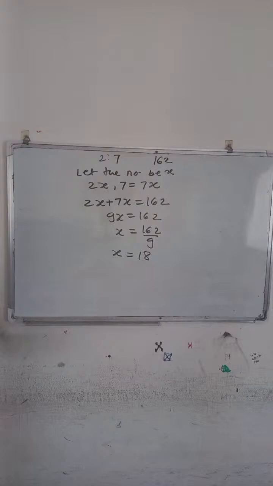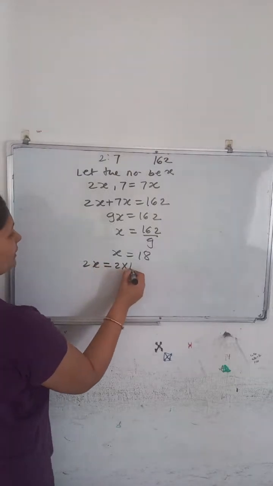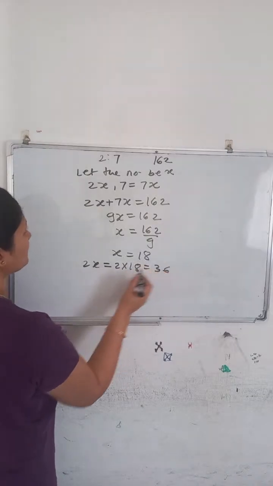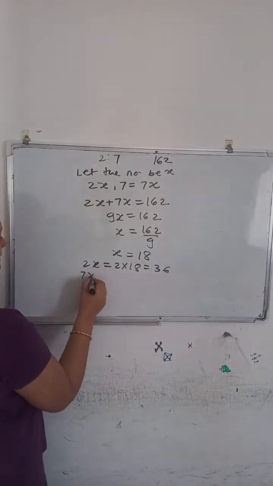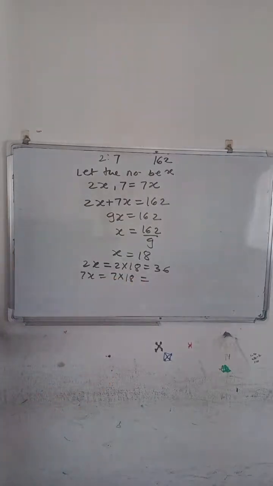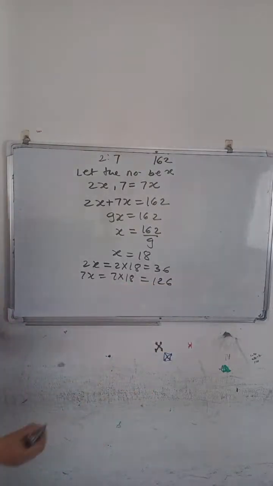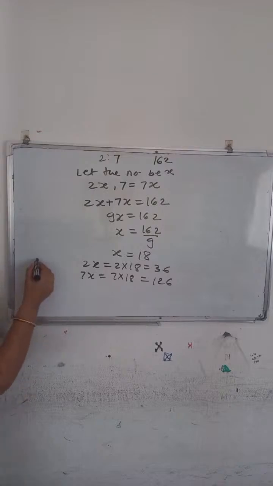So once you get the 18, then one number is 2x, that is 2 into 18, equal to 36. And another number is 7x, that is 7 into 18. And that 7 into 18 should be how much here? 18 sevens are 126. And how to verify here? 126 plus 36. 6 plus 6, 12, 1. 3 and 3, 6 and 162. Can you get how to verify this?